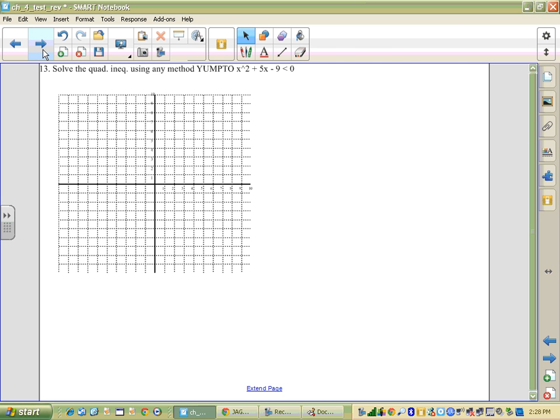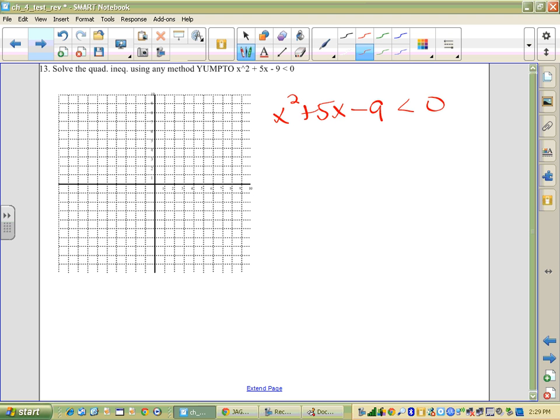Solve this quadratic inequality using any method. So we've got this x squared plus 5x minus 9 is less than 0. It's an inequality. Remember, either my answers are going to be between or beyond my 2 critical values.